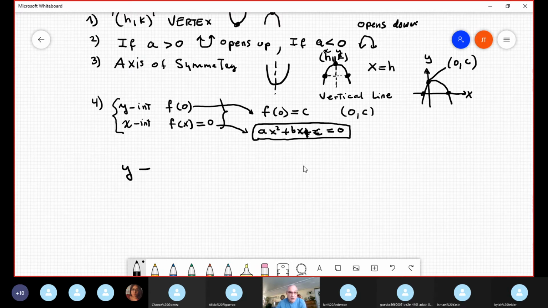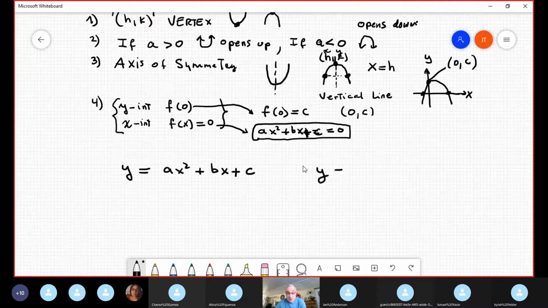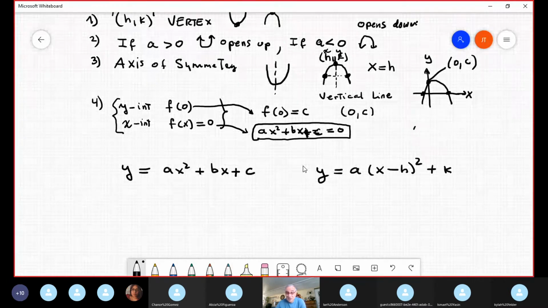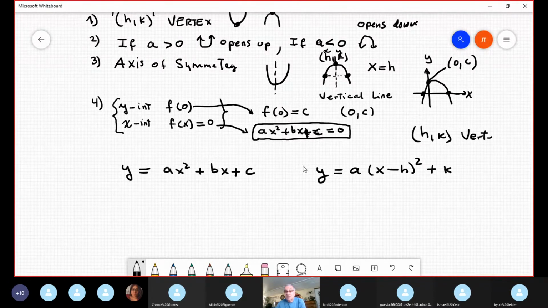We have y equals ax squared plus bx plus c. This is standard form. The vertex form is a times (x minus h) squared plus k. And h comma k represents the vertex, this famous point, (h, k).